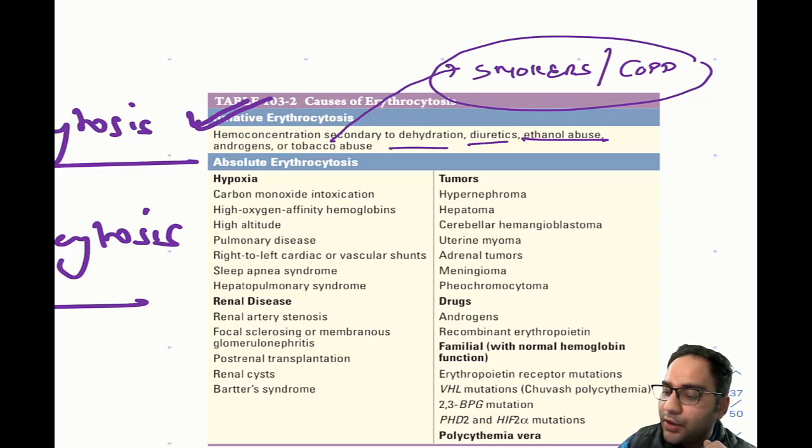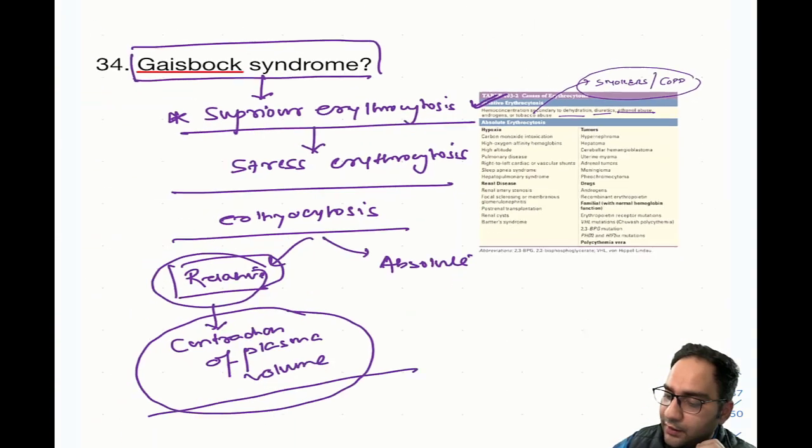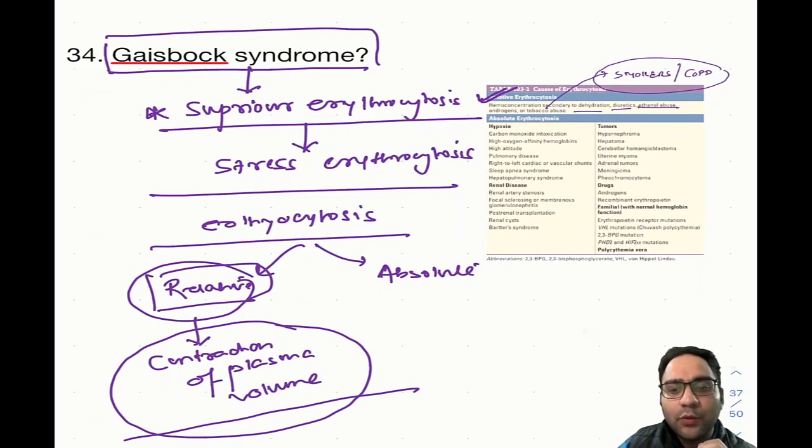Right? But they do not have absolute erythrocytosis. So this is basically a one-line fancy word that is very common to be asked in NBE based exam. They love such kind of fancy words. Okay.